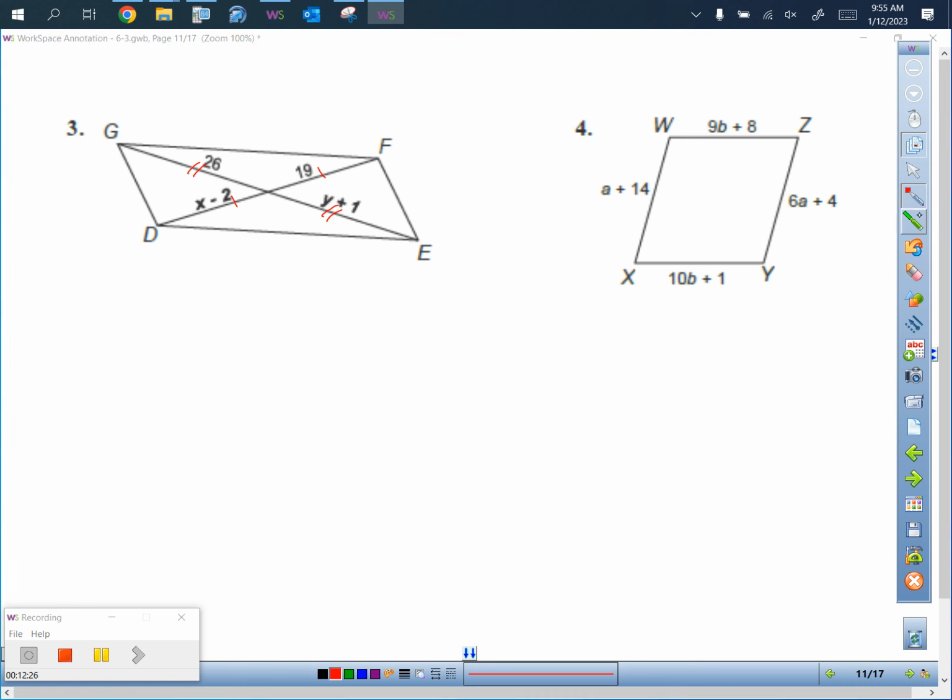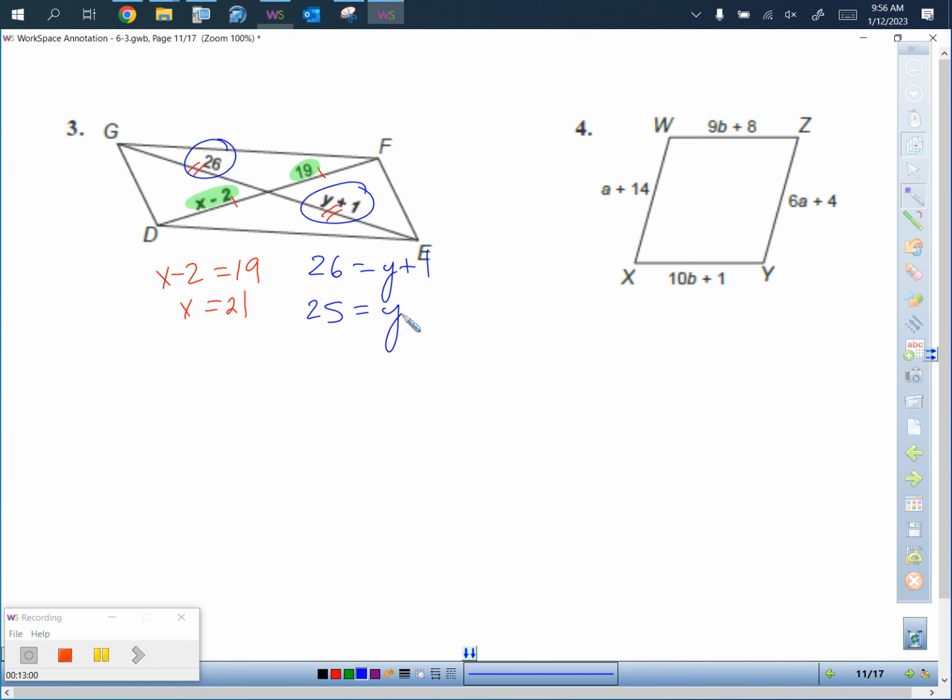What could I do right here? This 19 and this x minus 2. What could I do to set up an equation with these tick marks right here? Shouldn't x minus 2 equal 19? And isn't that what those tick marks mean? So what does x got to equal? 21. Please solve for y with your neighbor. Pause the video, get that done. These have to be equal to each other. So shouldn't y equal 25 in that case?